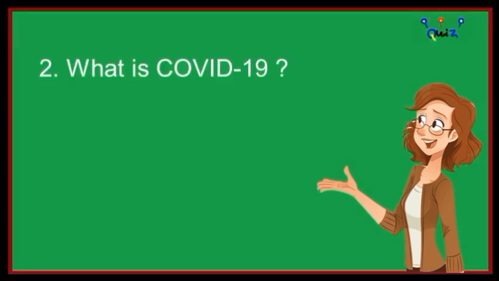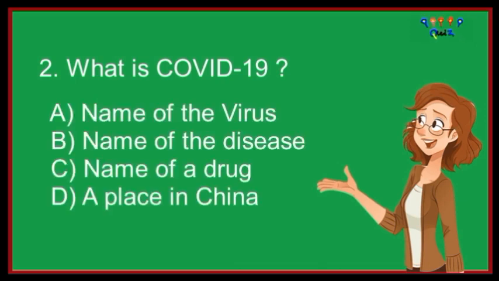What is COVID-19? Options are, Option A is name of the virus, Option B is the name of the disease, Option C is the name of a drug, Option D is a place in China. The correct option is Option B.